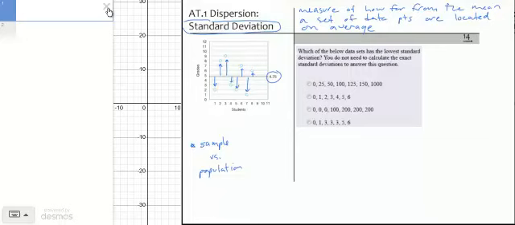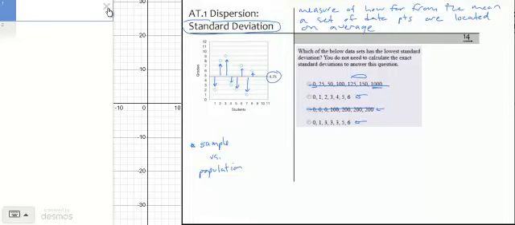When you look at these, you see a huge spread here, right? Between 0 and 1000, the average is going to be somewhere in the 200, 300, 400, 500 area. That's going to be a huge difference. This one's pretty close, right? This one's pretty close. This one's, again, a huge difference. So we can eliminate those two, and now let's just narrow it down to these.